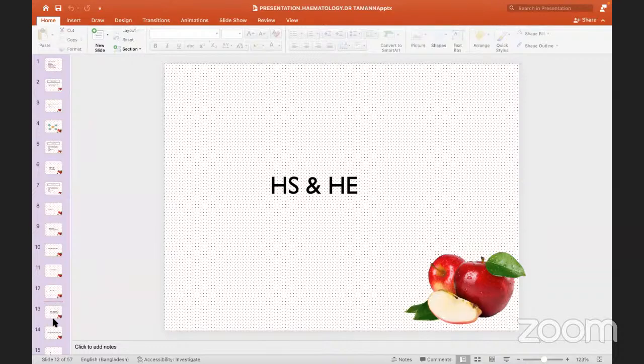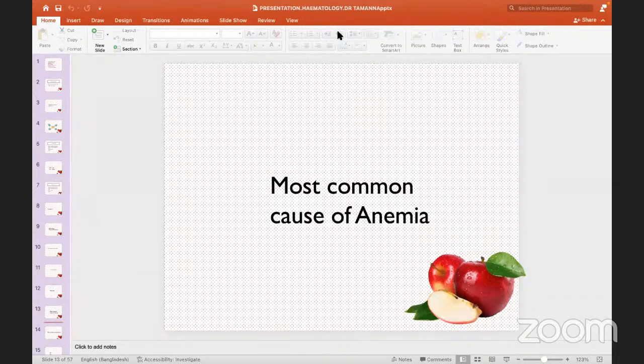Okay, now come back, very easy. I know you all know this. Now, can any one of you tell me most common cause of anemia worldwide? Not like UK. Iron deficiency. Iron deficiency. Very good. Yes, excellent. Iron deficiency. Yes.